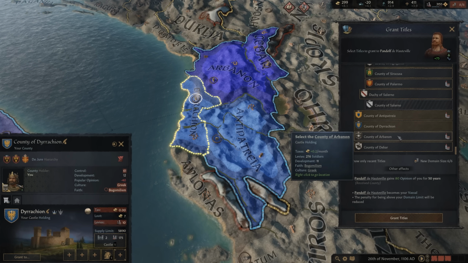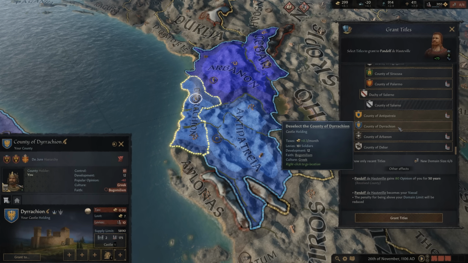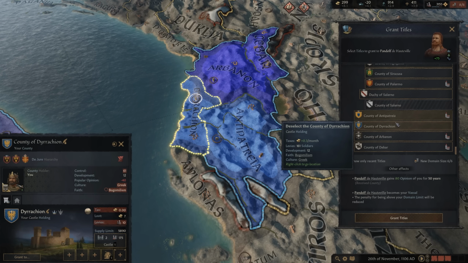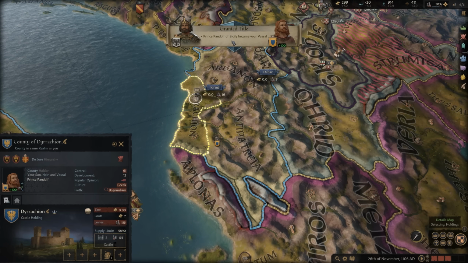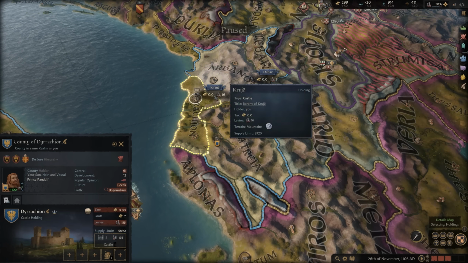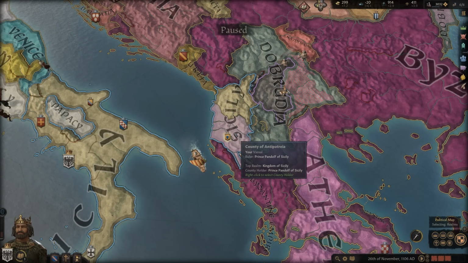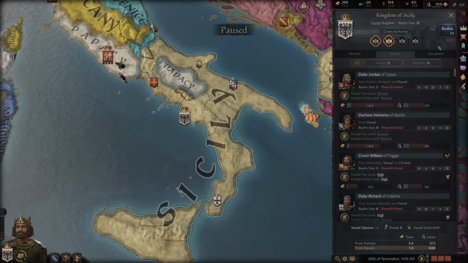Typically, you'd kind of want to do it by development, giving them the better ones, because then they can develop them further. So 12 and 10, grant titles. Okay, so now I've landed Prince Pandolf, and he is the vassal in charge of this portion of Sicily.